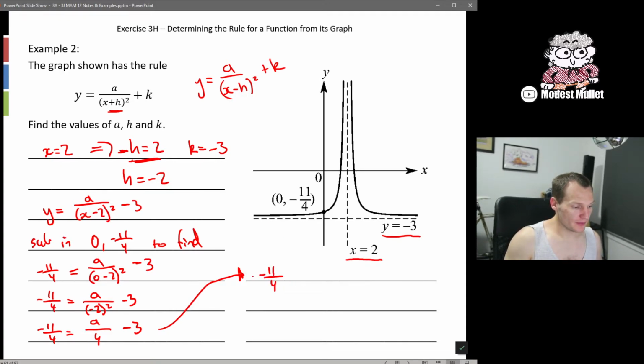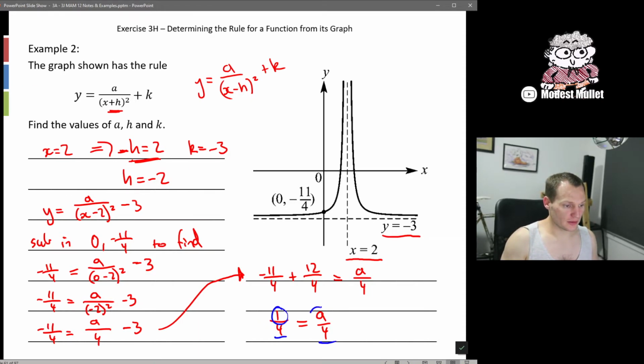-11 on 4. Now I'm going to add the 3, but instead of writing it as 3, I'm going to write it as a fraction over 4. So to get 3 as a fraction over 4, times 3 by 4 is 12. 12 divided by 4 gives me 3. So we get 1 on 4 is equal to a on 4. Now, equating the numerators, because the denominators are the same, it's quite clear that, in this case, 1 is equal to a.